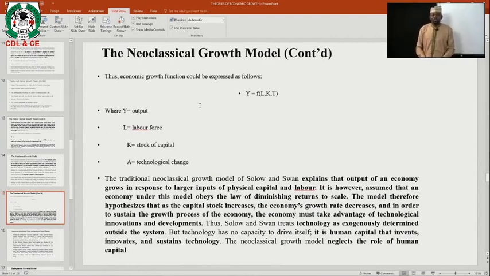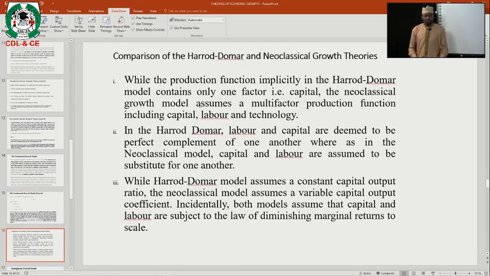It is outside this model that technology is determined. So the growth theory neglects the role of human capital. So there is a comparison of Harrod-Domar and neoclassical growth theory. The production function implicitly in the Harrod-Domar model contains only one factor, that is capital. The neoclassical growth model assumes a multi-factor production function that includes capital, labor, and technology.